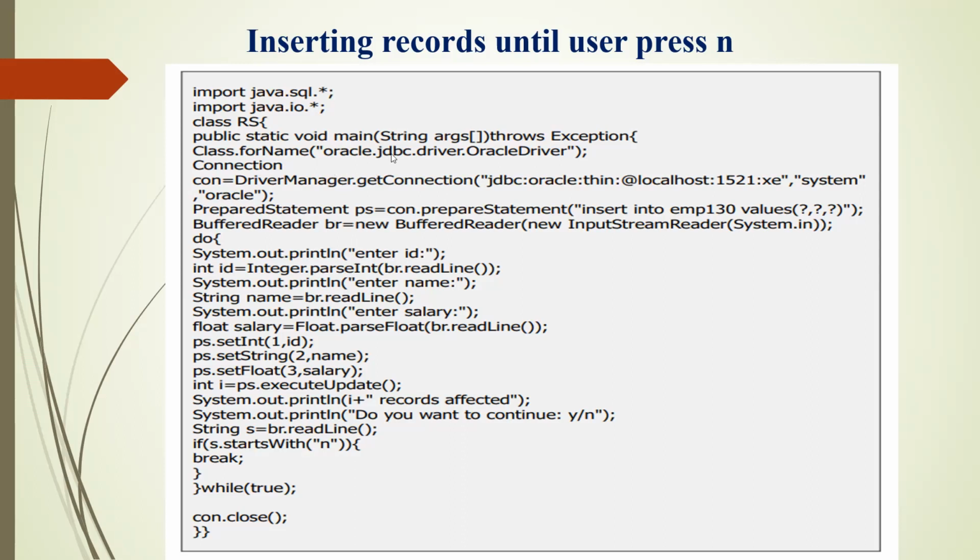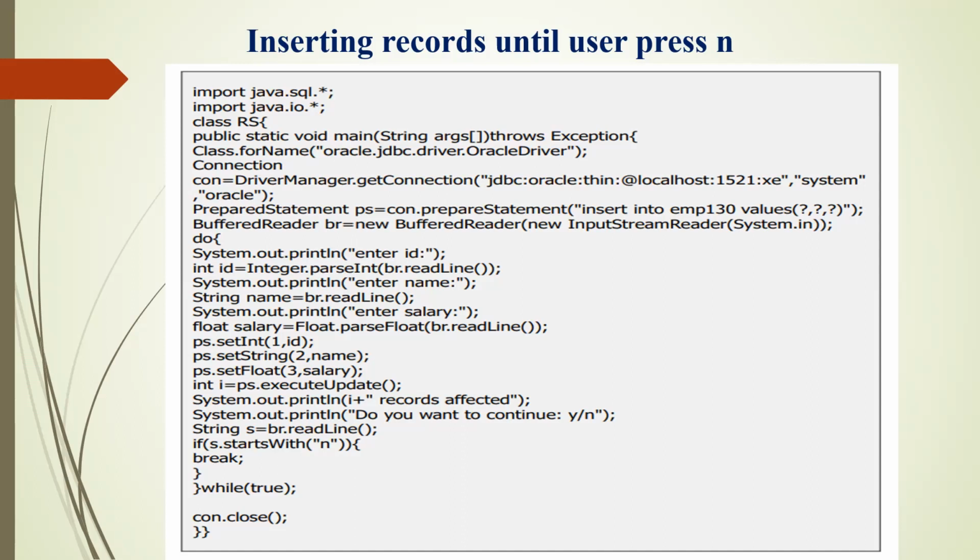In this we have to store the JDBC Oracle driver class in memory. So we use the Class.forName method, Class.forName("oracle.jdbc.driver.OracleDriver"). Then we have to establish the connection with the program for the database. So Connection con is equal to DriverManager.getConnection, where we make the connection with the Oracle database. Its username is system and oracle is the password. With the help of that, we will connect to the Oracle database.